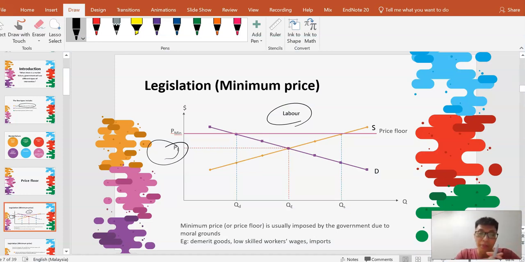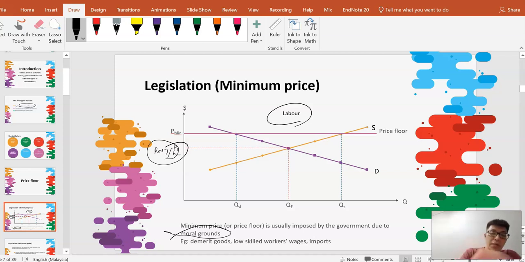For example, in Malaysia, a normal part-timer will fetch around just 7 ringgit per hour, right? This is pretty low because we cannot even buy a McDonald's set if we want to. So it is quite sad. In other countries, when they work 1 hour, they can buy 2 sets of McDonald's, for example. So the government may feel that it's necessary to intervene in the market because the free market doesn't work. The labor is paid too low. The government, on moral grounds, would like to impose a minimum price.